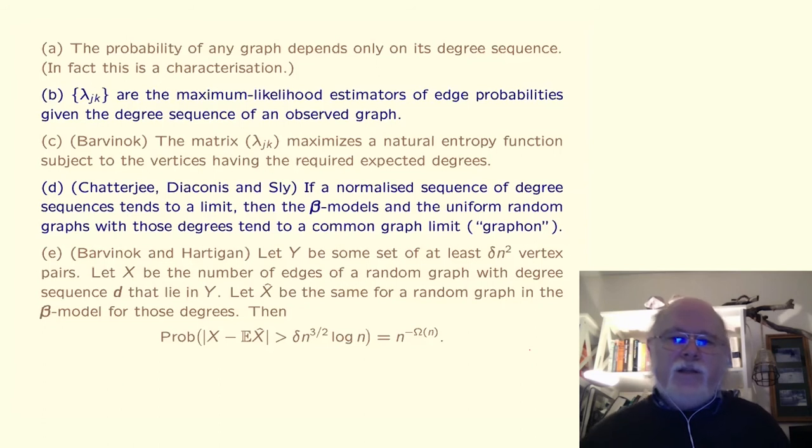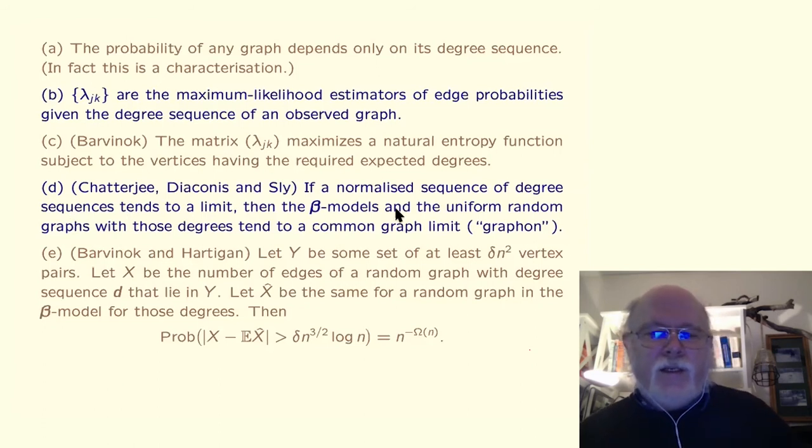Chatterjee, Diaconis, and Sly showed that if you have a normalized sequence of degree sequences, and that tends to a limit, in the graphon sense, then the beta models and the uniform random graphs with those degrees tend to a common graph limit.